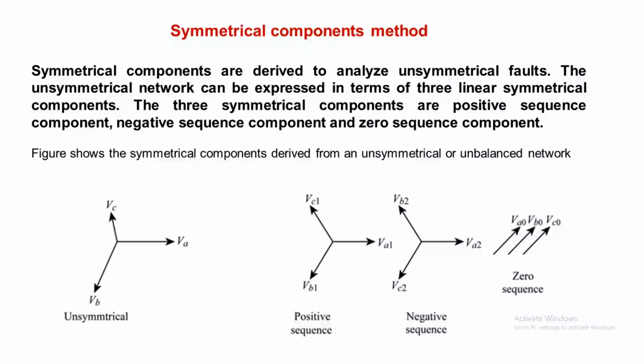Then next is the zero sequence component. What is the zero sequence component? It also consists of three vectors equal in magnitude, with zero phase displacement from each other. That is, the phase angle difference between these vectors is 0 degrees. The magnitudes are the same: magnitude of VA0 is equal to magnitude of VB0 and magnitude of VC0. So here there is no phase sequence. All the vectors are coincident with one another.